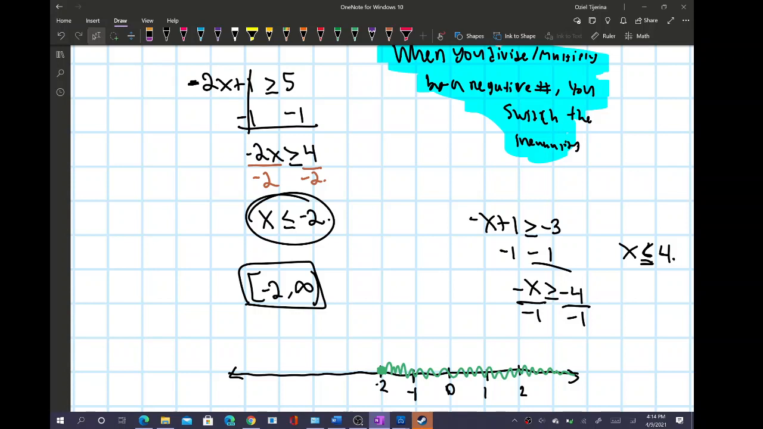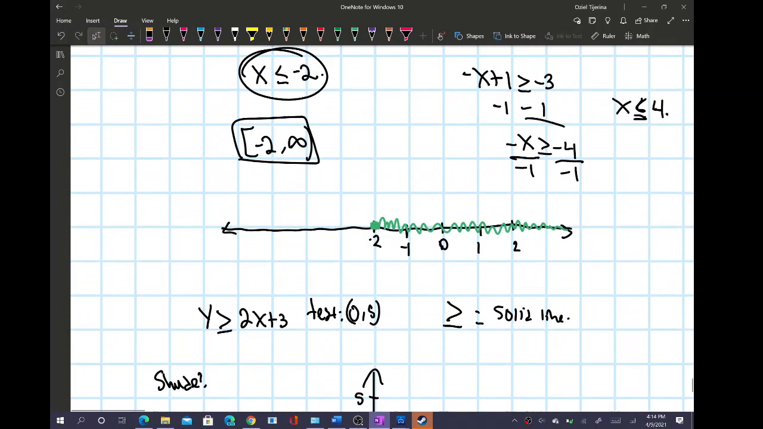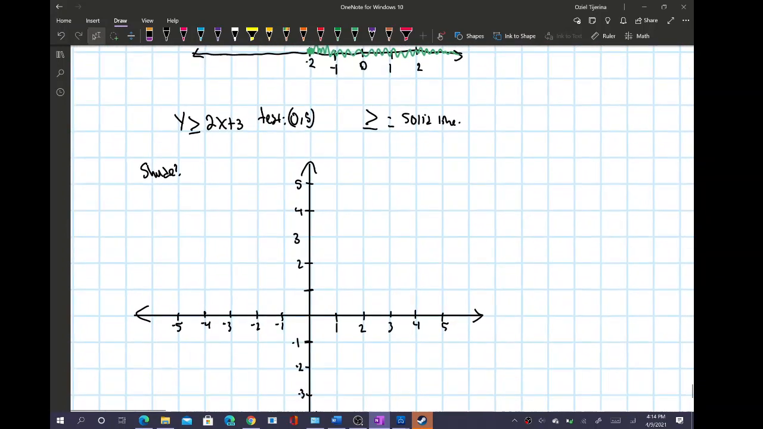I know that a lot of people who do inequalities forget to switch the inequality symbol. And that's why they get it wrong.